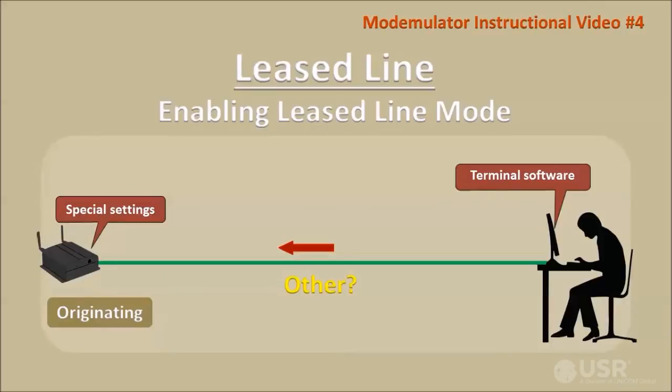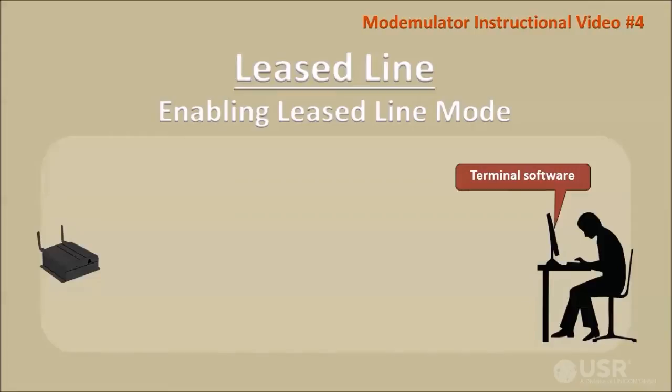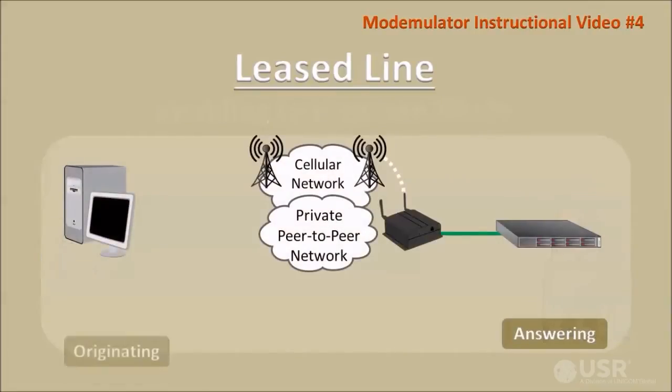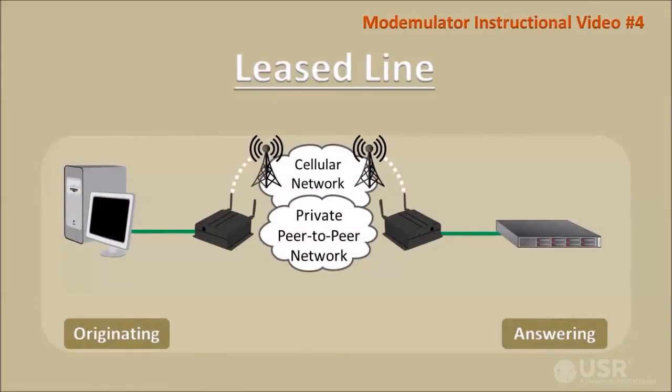Then, configure any special settings required by the application using the corresponding commands found in the Modemulator user guide, and save those settings to non-volatile memory too. Lastly, use the &L1 command to enable lease line mode in the originating modemulator, followed by an &W command to make the current settings non-volatile. Then disconnect the modemulator from the terminal and install it into the originating end of the application.